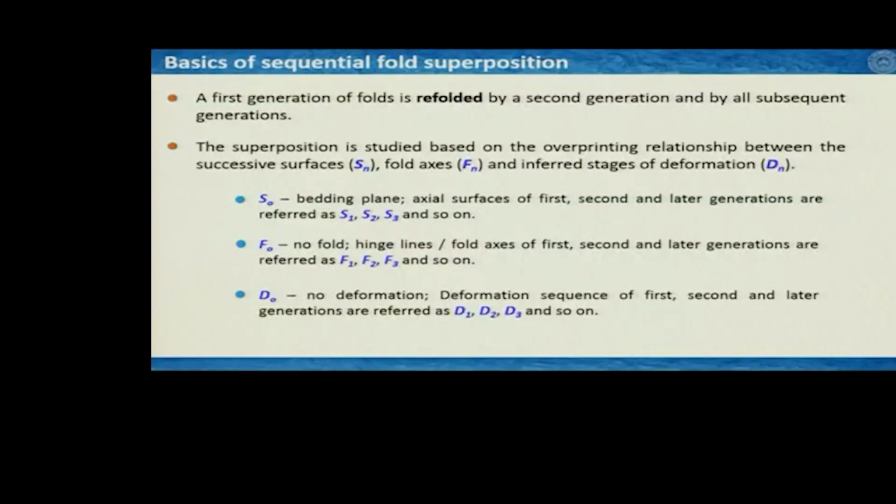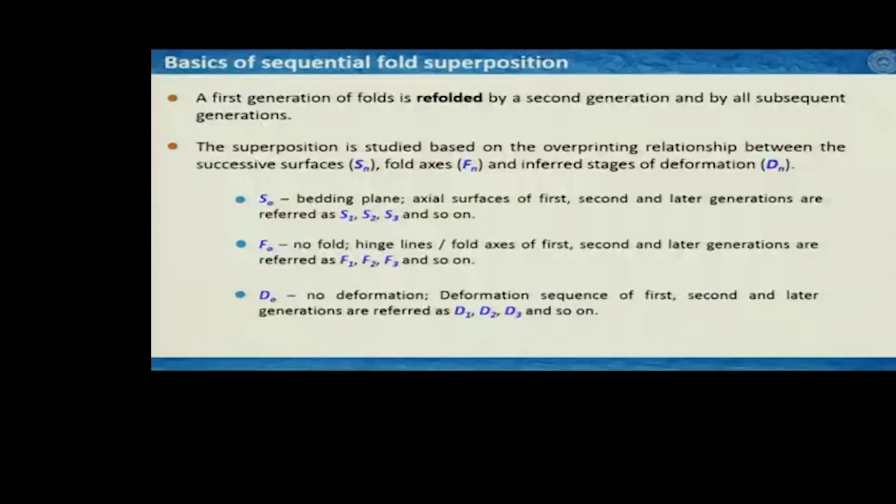them with the deformation. So generally we study it mostly based on overprinting relationships, that is, how was your first fold axis, then how it got modified by the second deformation, and what was the orientation of the fold axis of the second deformation, and so on, and also we consider this with the axial planes. So one is the direction, that is the plane, and then we correlate them with the deformation. So we have three terminologies. One is surfaces that we are producing successively, then we have fold axes which we are producing successively, and they correspond to the deformation. So surfaces are defined as S.